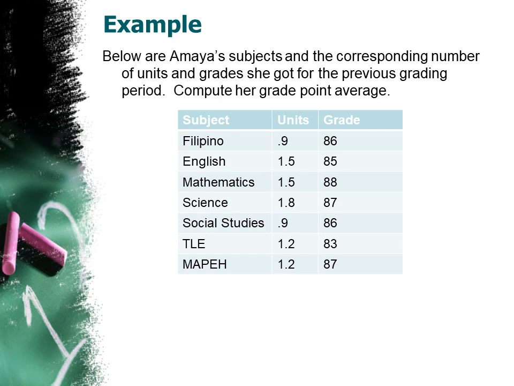So if you are going to use the simple formula for the mean, you will just disregard the number of units and you will add all of this, 86, 85, 88, 87, 86, 83, 87. Then divide all of this by 1, 2, 3, 4, 5, 6, 7 because you have 7 subjects. But no, that's not the correct way to get the grade point average of this particular student because you need to consider your units. Just like you are enrolling now in college and your subjects have corresponding units.